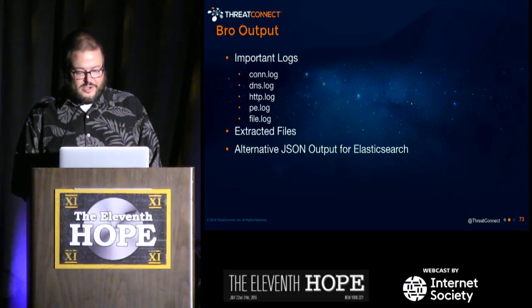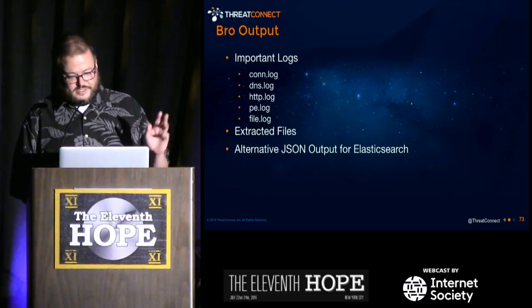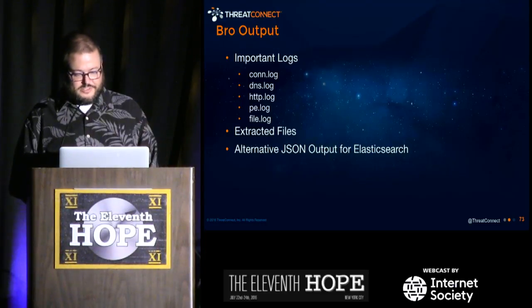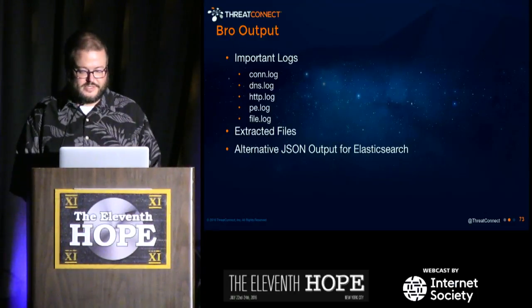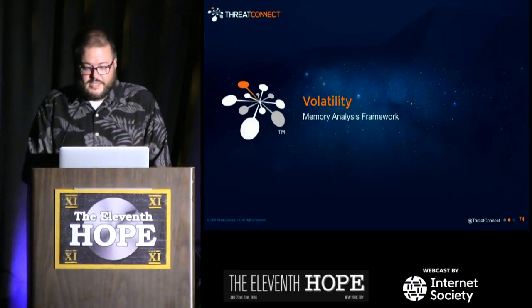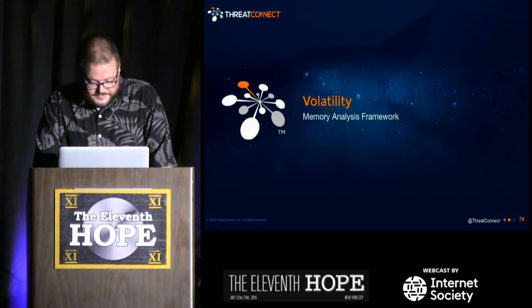So Bro output, you have conn log, DNS log, HTTP, and so on. You get extracted files. Also, you can change the output to JSON so that you can consume it with Elasticsearch very easily. Now we're going to move to Volatility.